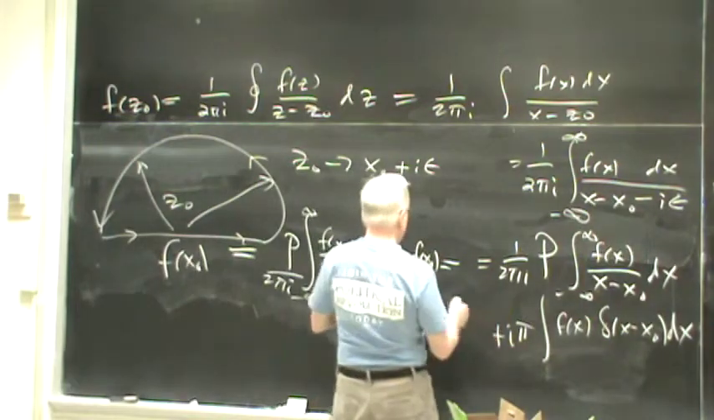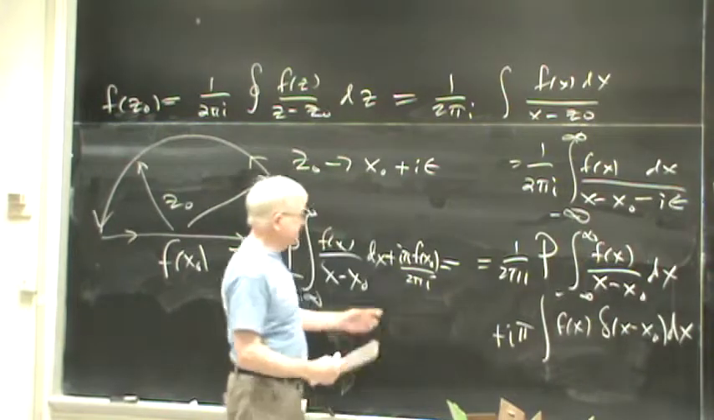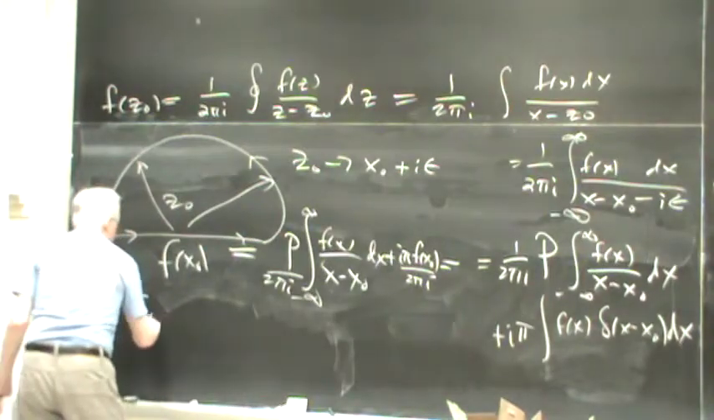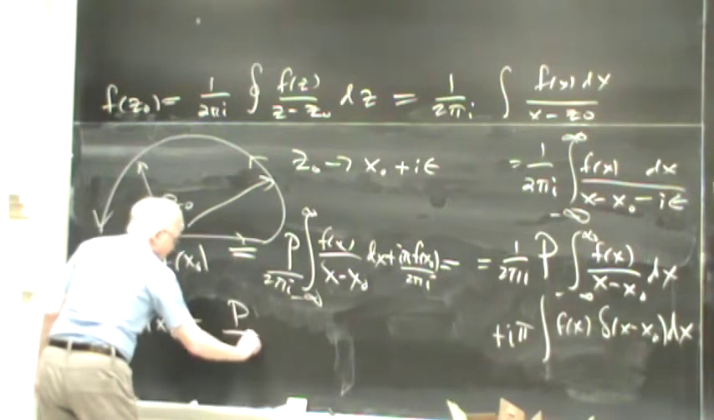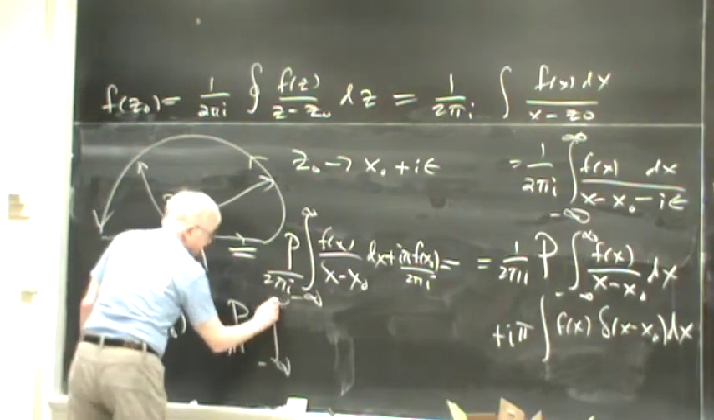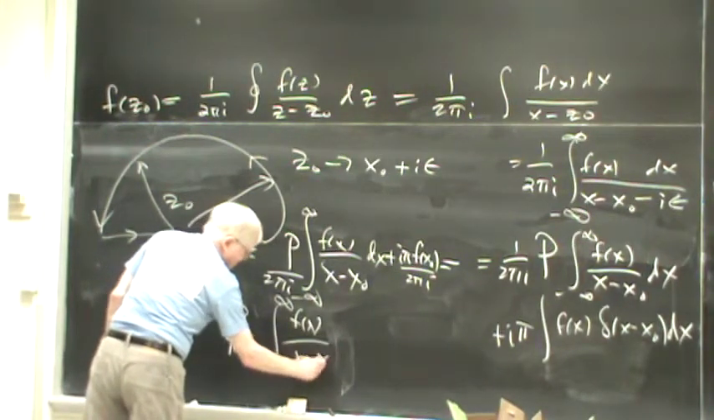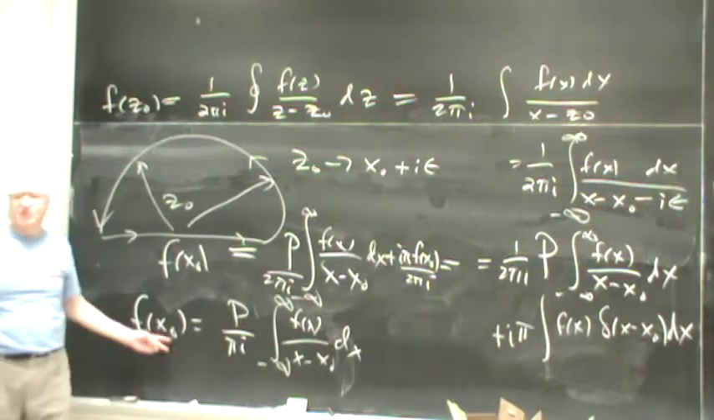I screwed something up. We had a 2 pi I in the denominator. So this is actually f of x0 over 2. So then our equation is f of x0 is principal part over pi I of the integral f of x over x minus x0 dx. Okay, so this is the generic dispersion relation.